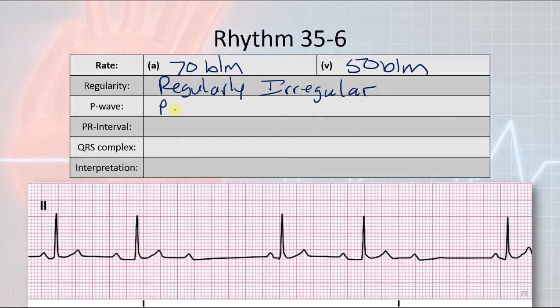P waves are present and married except at the block. If you just put present and married, you will lose points because they're not all present and married.